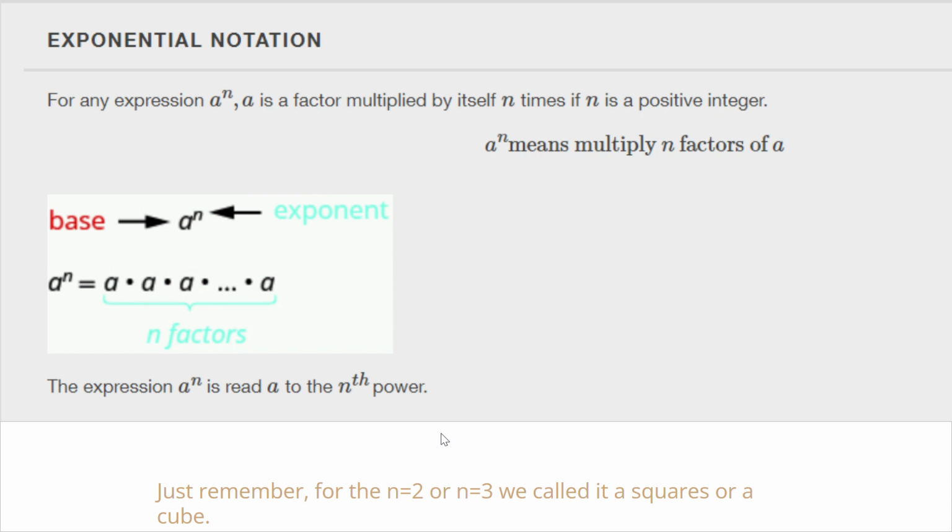Exponential notation. For any expression a to the power of n, a is a factor multiplied by itself n times, if n is a positive integer. So a is the base, n is the exponent. So a to the n is a times n factors. And the expression a to the n is read as a to the nth power. But just remember, when the n is 2, which is a to the power of 2, or a to the power of 3, we read it as a squared or a cubed.